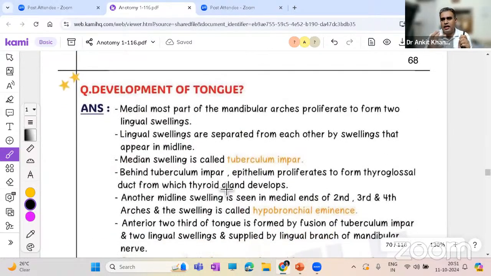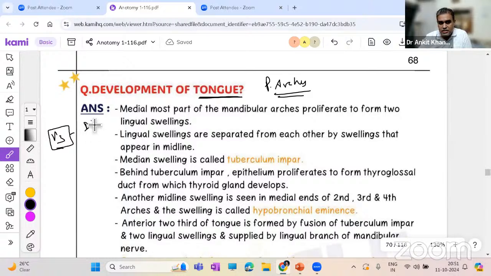Now, development of tongue. Tongue development is related to the pharyngeal arches. Let's proceed. The middle-most part of the mandibular arch. What was the first pharyngeal arch? What nerve was supplying the first pharyngeal arch? V3. The nerve supplying the first pharyngeal arch is the mandibular division of trigeminal. Therefore, the first arch is known as the mandibular arch.